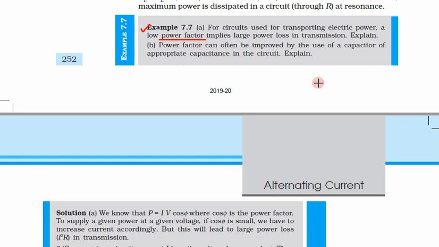So let us see. The first part is telling us that a low power factor means higher loss, and we can improve this power factor by using a capacitance of appropriate magnitude.